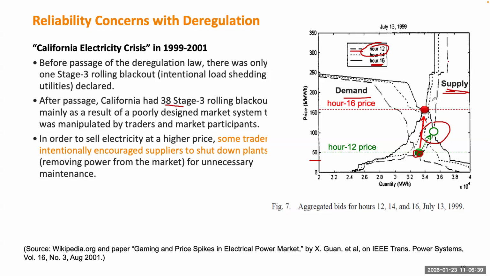Instead of keeping the old curve, they changed their supply curve. They moved the supply curve to the left to intentionally intersect with the demand curve at a much higher point. So this is the new equilibrium. That's about $160, almost 3 to 4 times bigger than the price at 12 o'clock. So if the suppliers and traders play with the market, that will cause a lot of interruptions or disturbance on the system.